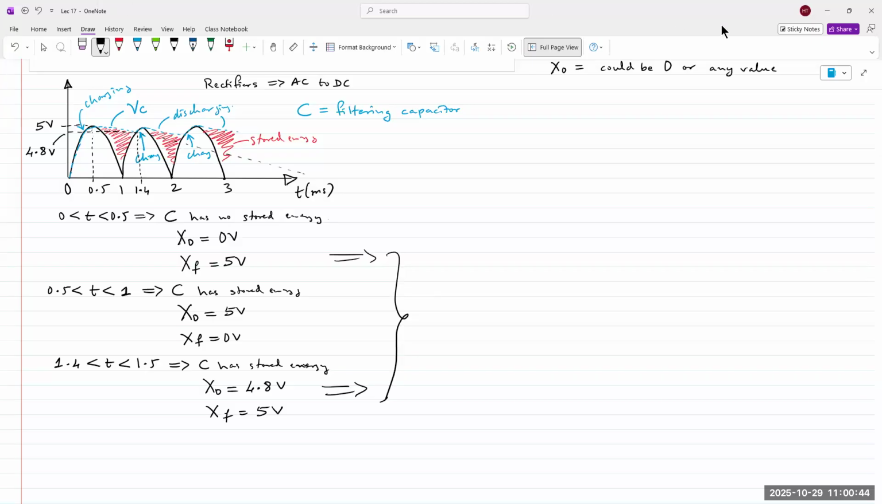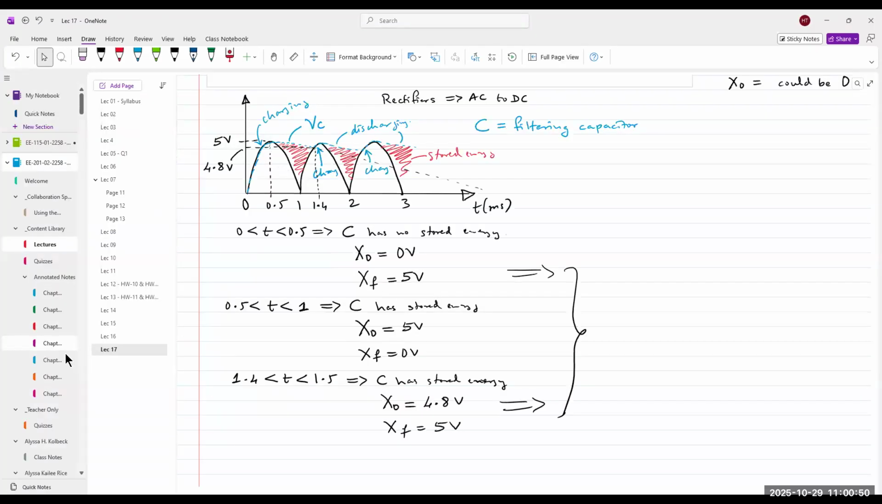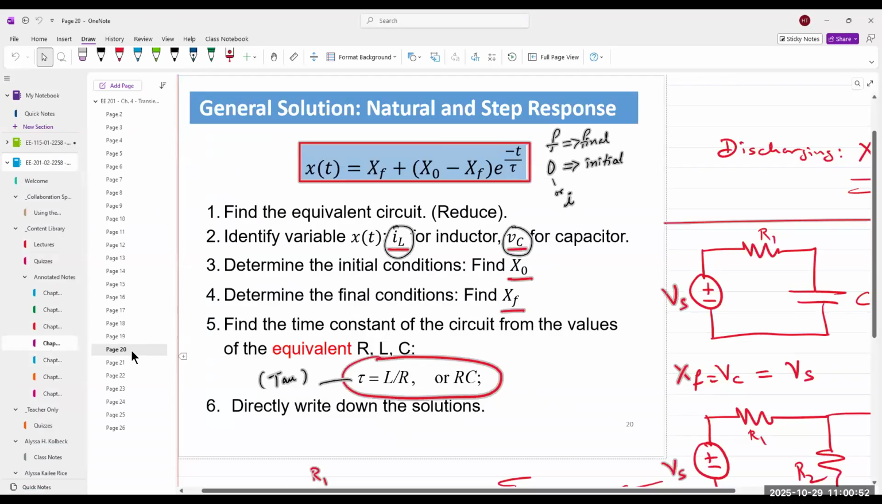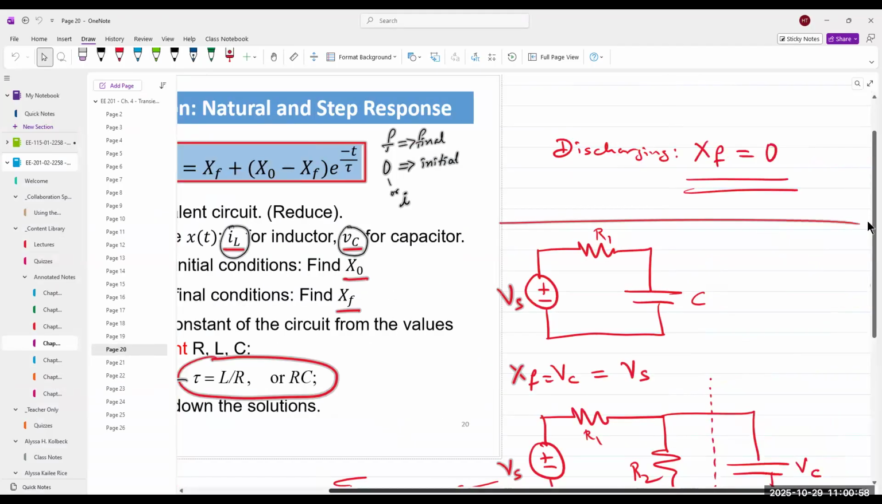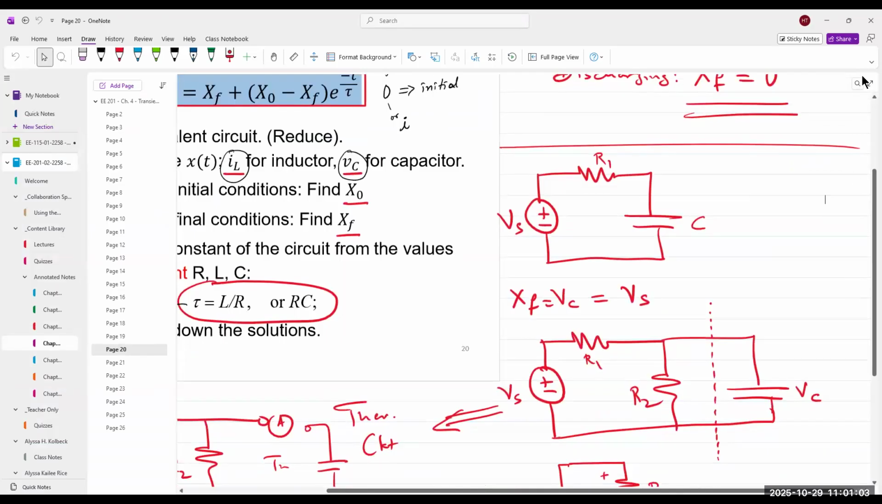In addition to this slide, which is lecture 17 from today, do read up on page 20 in the annotated notes in chapter 4. And this is all in the class notebook. It's available to all students. And then in my lecture videos, there's a corresponding talk about what this means.